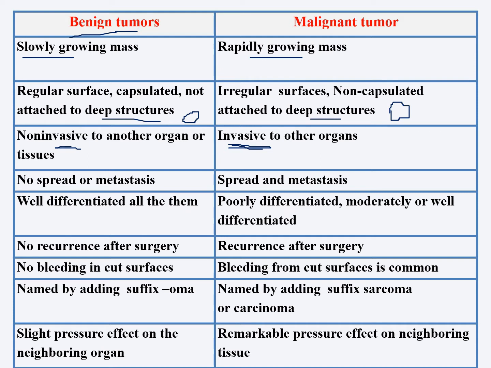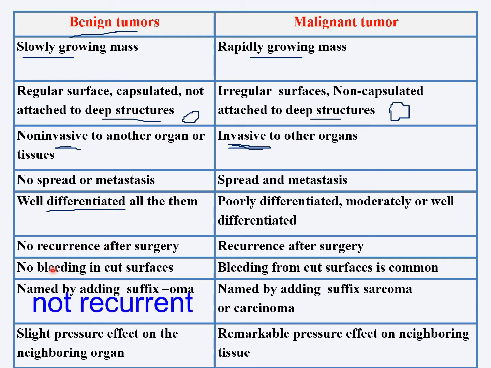Moreover, as you see here, there is differentiation. A benign tumor will be well differentiated, while a malignant one you will find more poorly differentiated. Sometimes it might be moderately differentiated or well differentiated, but well differentiation is a feature of benign tumor rather than malignant tumor, as you see here in the table. Moreover, we have recurrence in malignancy. You will find that there is recurrence after surgery, unlike benign, which is not recurrent after surgery.